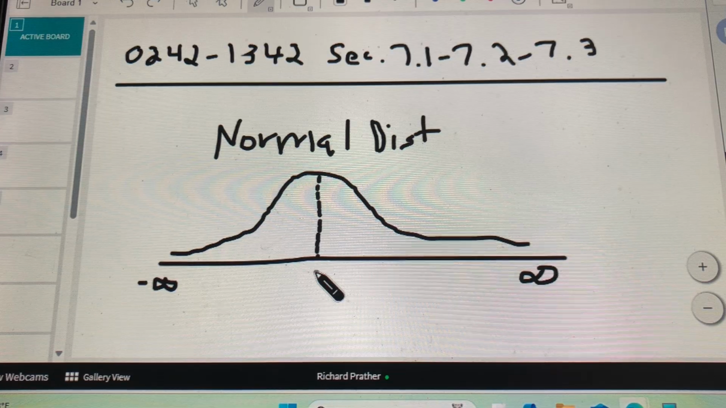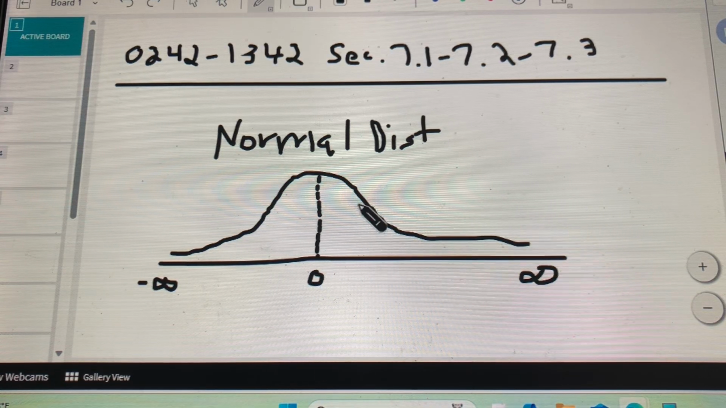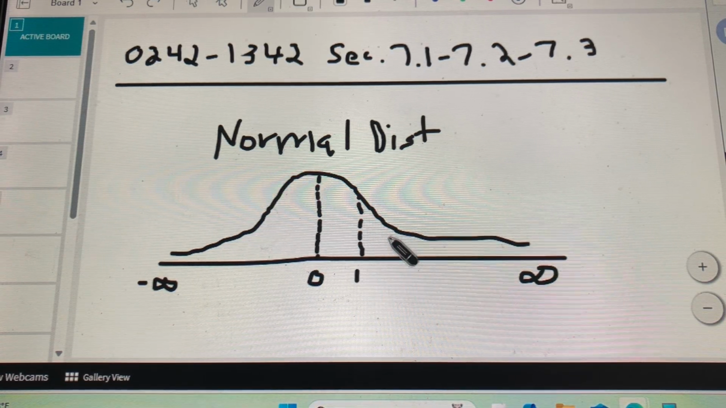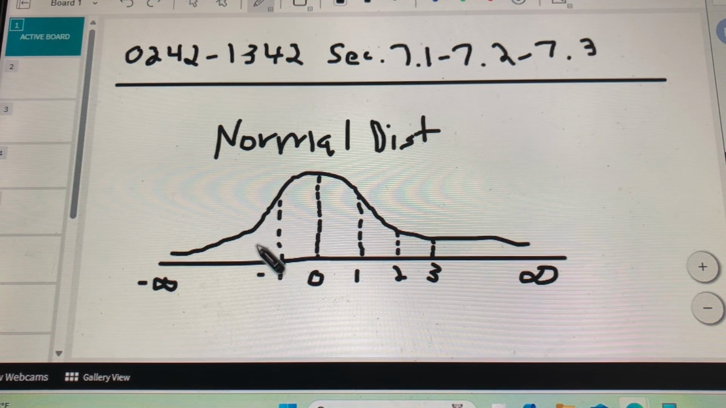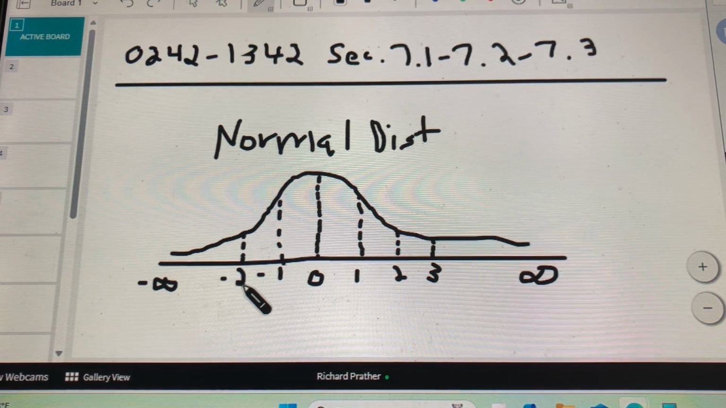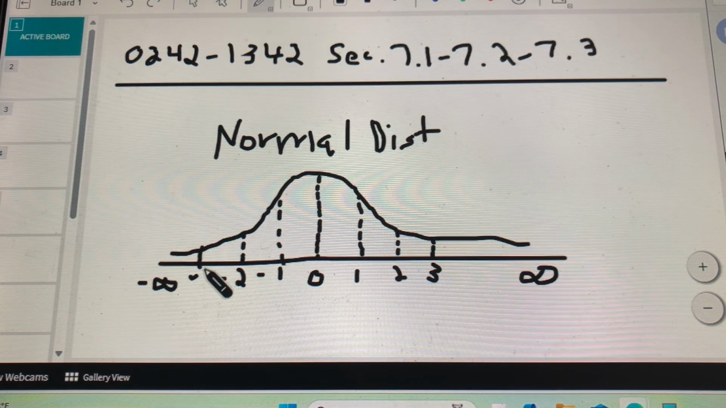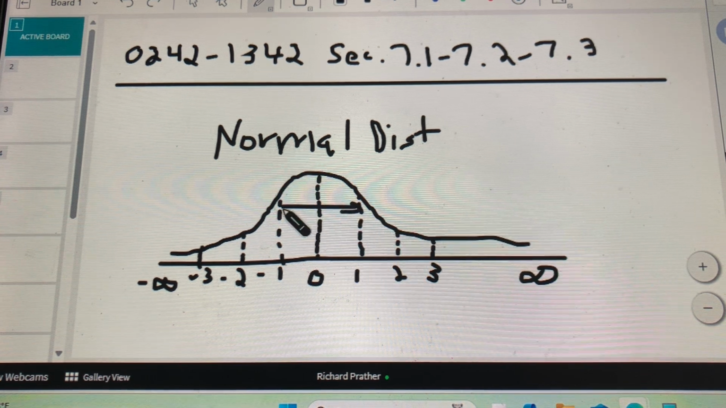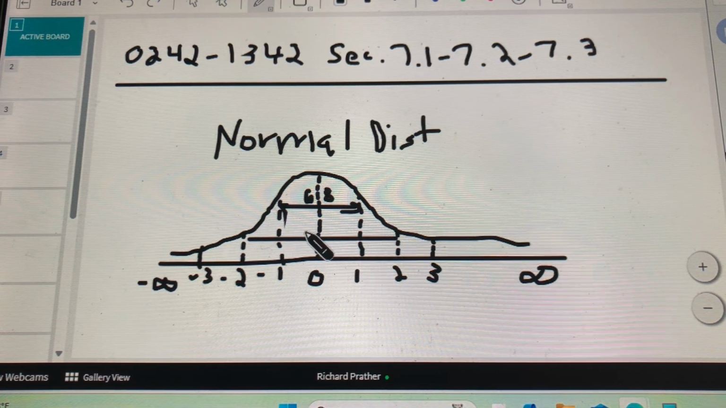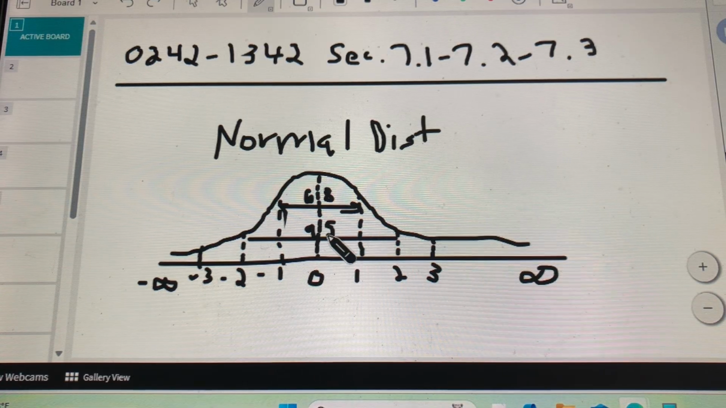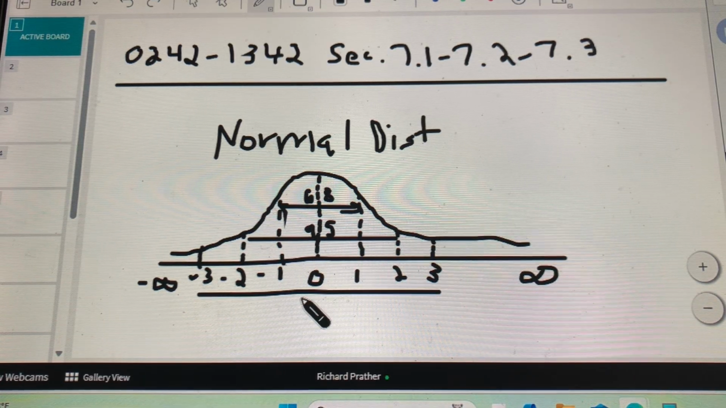You might remember the empirical rule of Chapter 3, where we would go 1, 2, and 3, and -1, -2, and -3, and they would have you memorize that 68% of the area happens within the first standard deviation either way. 68%, and then 95% happens in the first 2 places. And if you go from -3 all the way to 3, that's 99.7.